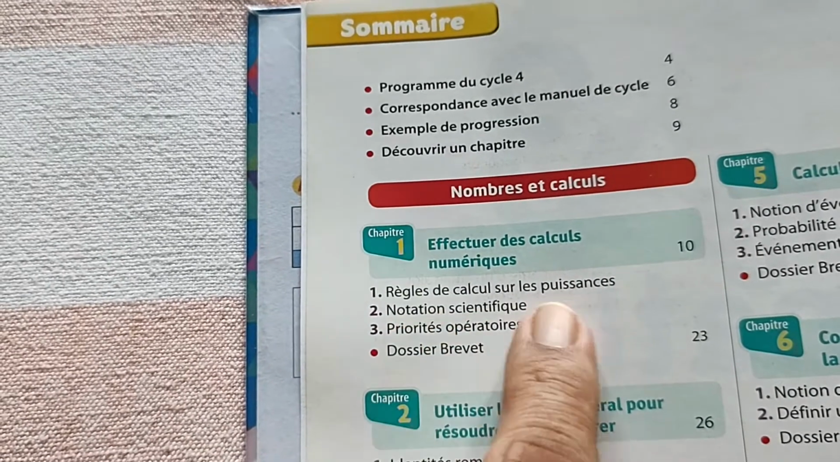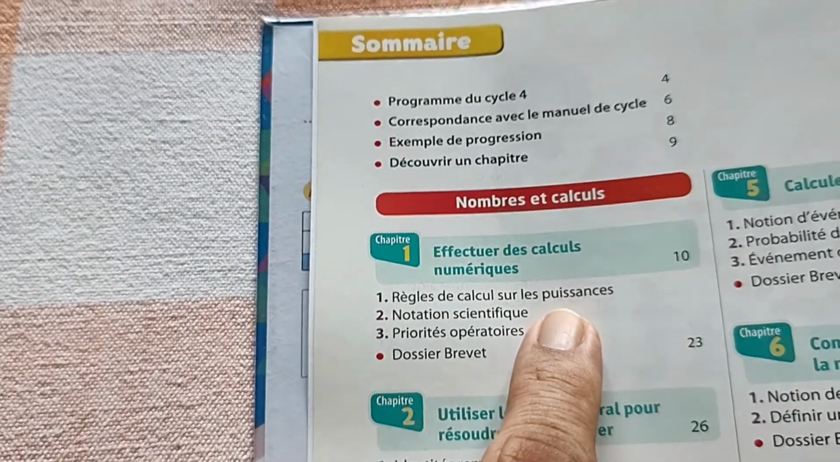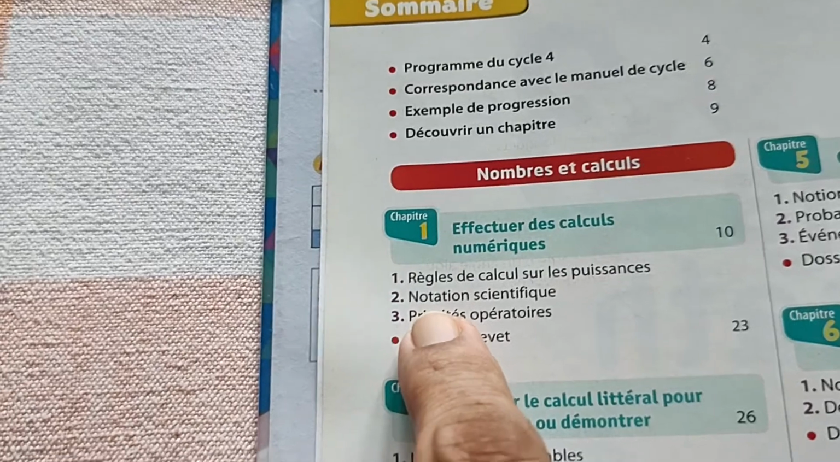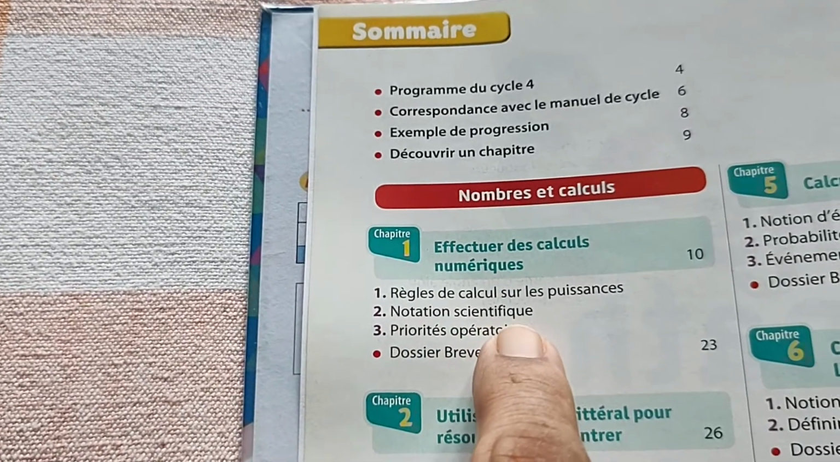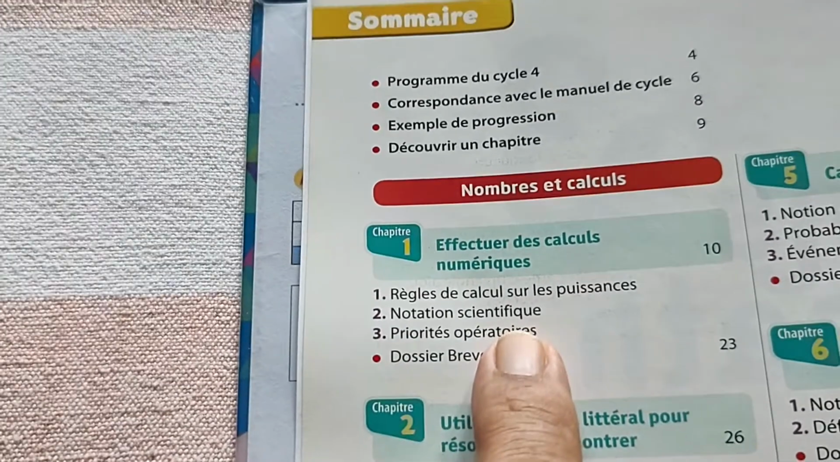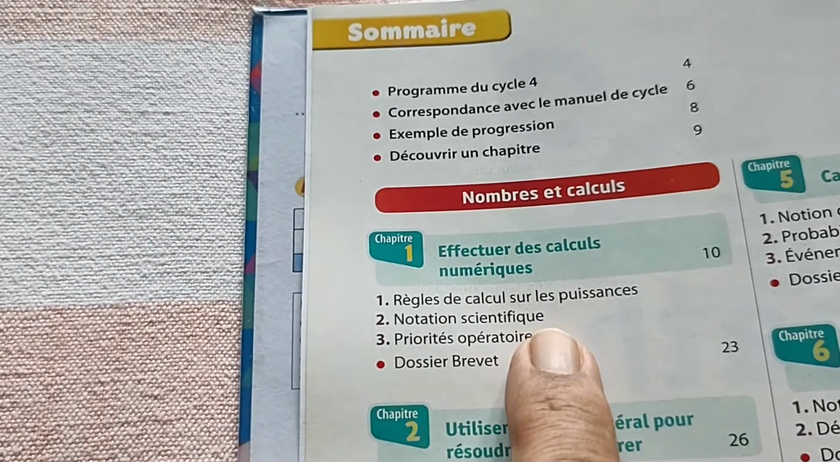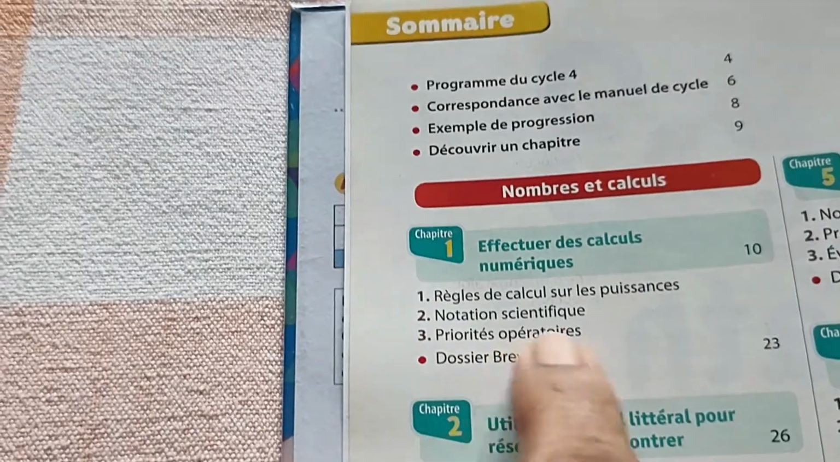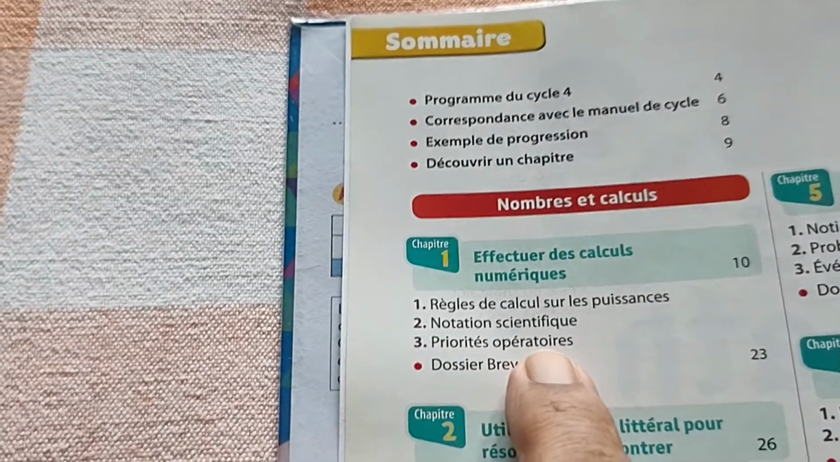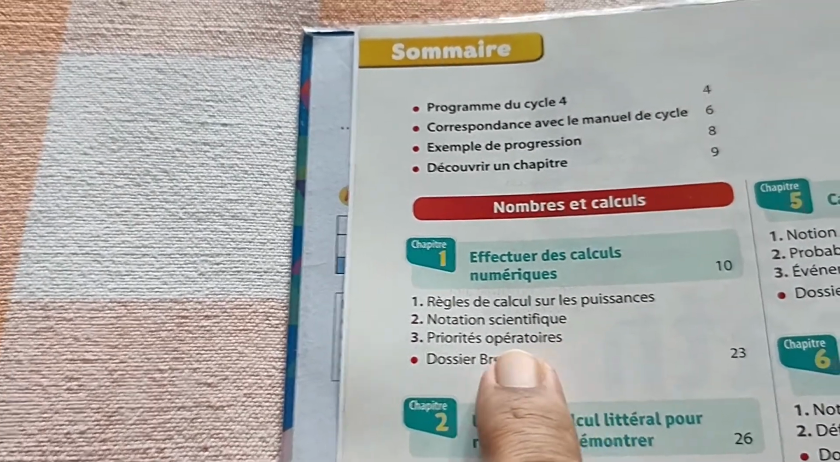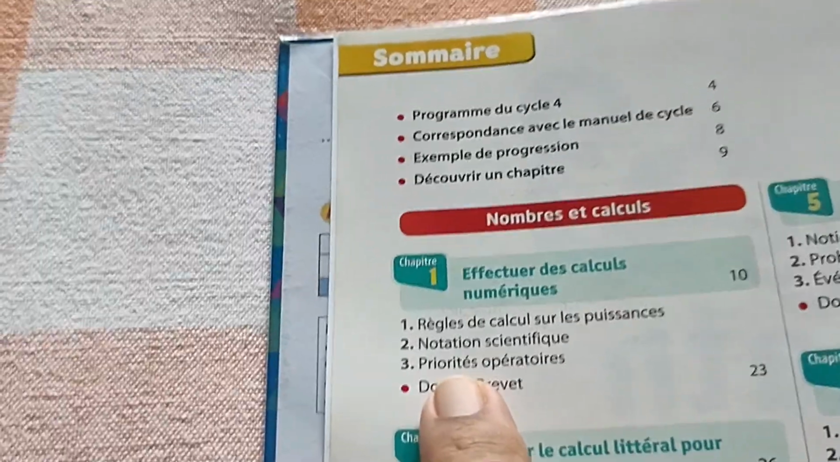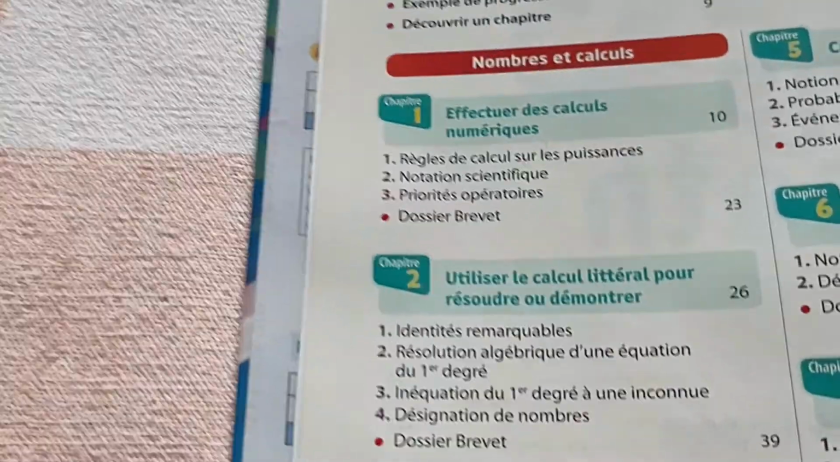Oh, this is where we did the calculations of numbers with powers. Then we learned notation scientifique. You learned that, scientific and engineering notation. I taught you engineering also, even though that's not there in the book. Then priorité opératoire, that's a fancy word for saying which operator comes before which operator. You know it as BODMAS or PODMAS.